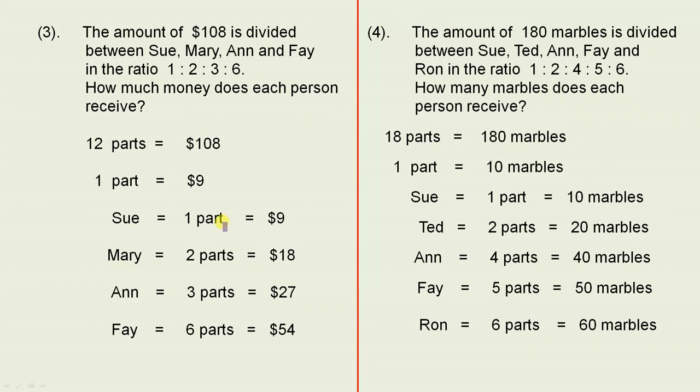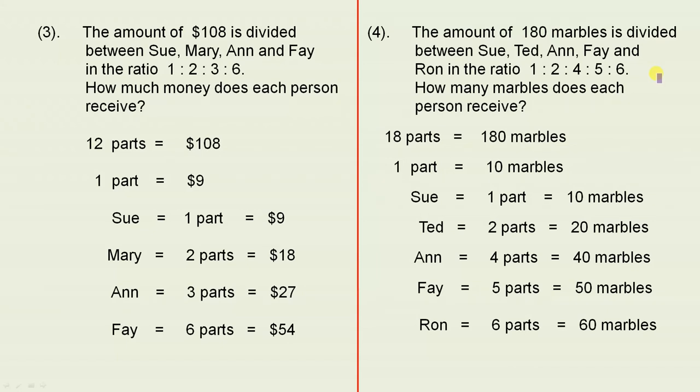Sue receives one part, which is the $9. Mary receives the 2 parts, which is $18. Anne receives 3 parts, which is $27. And Faye receives 6 parts, which is $54.